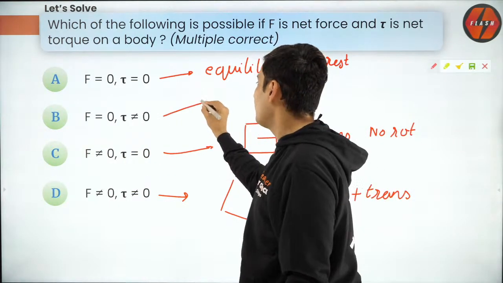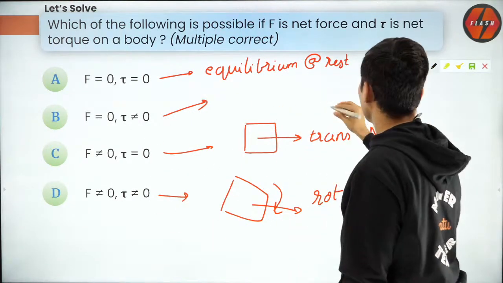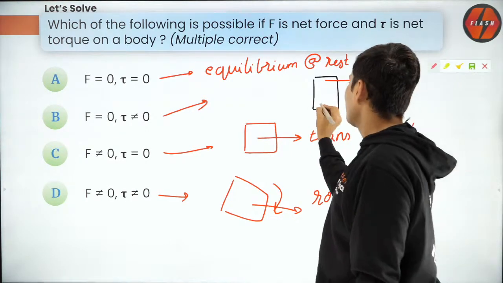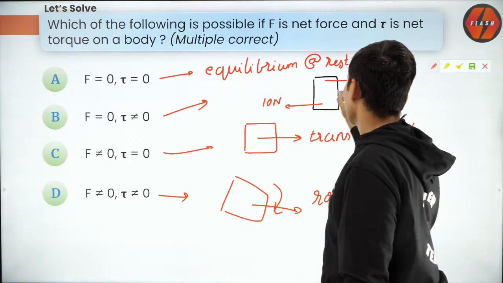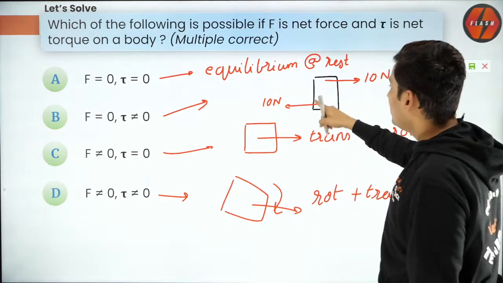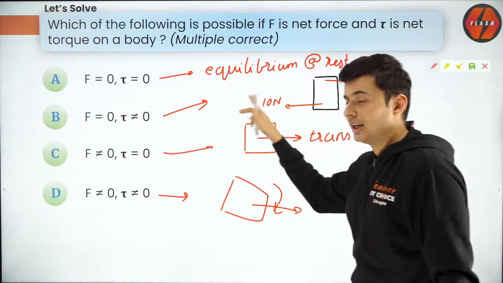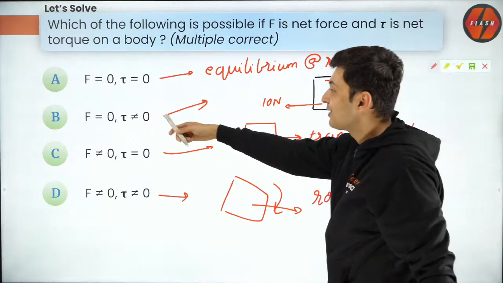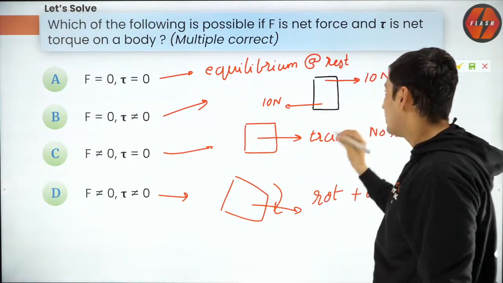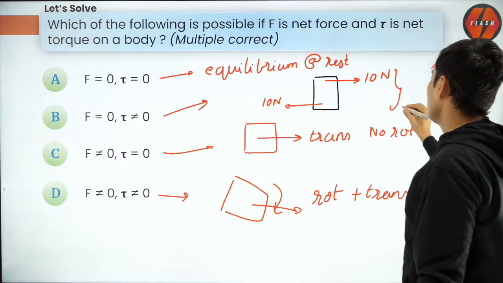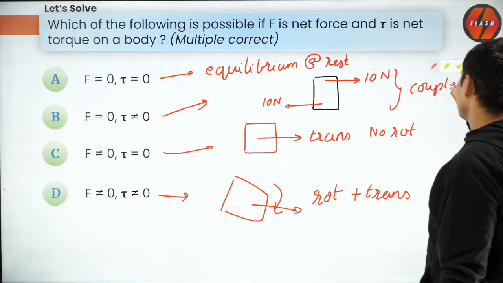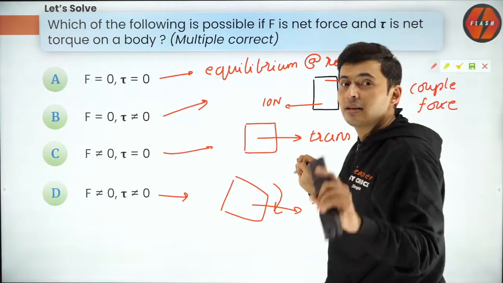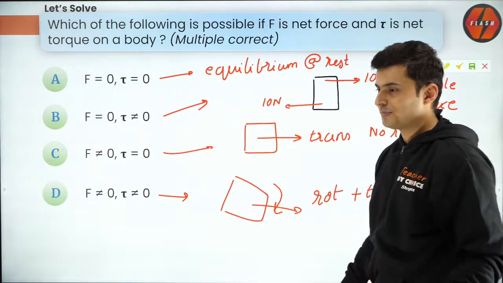And lastly, imagine a body like this, and imagine one force is here, another force, let's say 10 Newton, and this is also 10 Newton. These two forces cancel out each other, so net force is 0, but they are not acting at the same point, so they will rotate, so net torque is not 0. That's the best example, and this is also called a couple force. Couple forces are nothing but two forces equal in magnitude but opposite in direction.